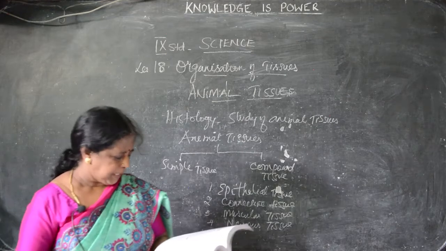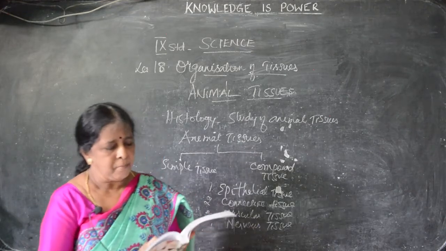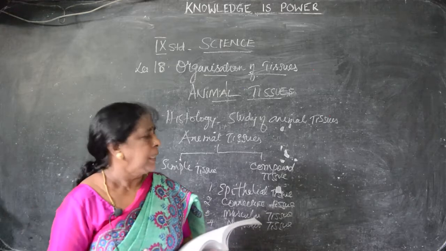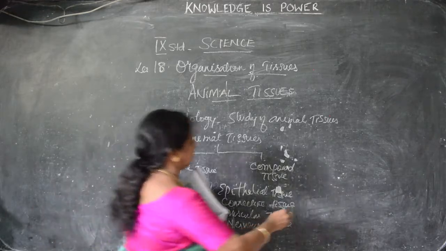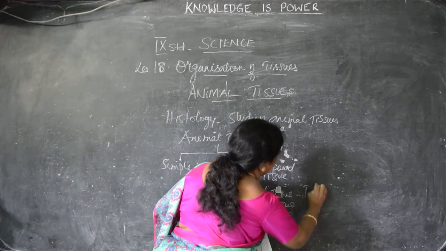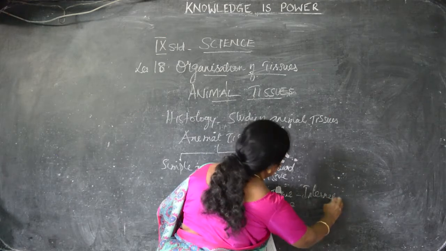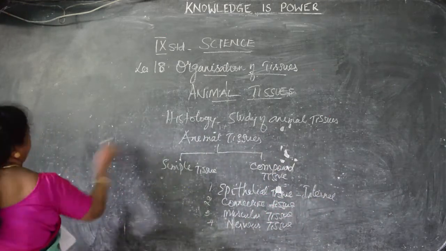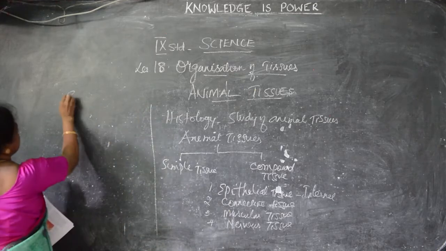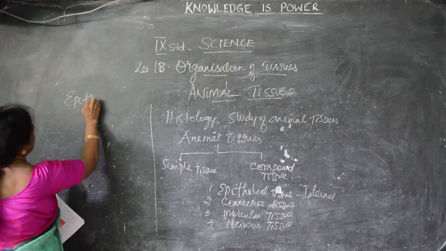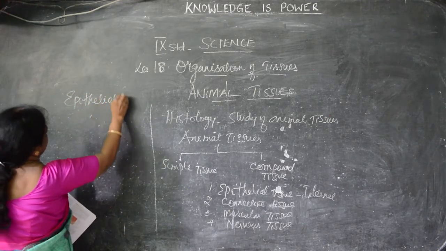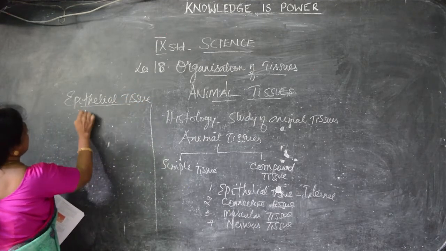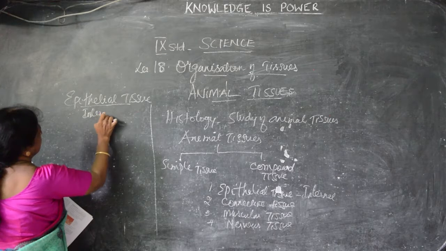So first we'll see what is epithelial tissue. It is one of the tissues present in the body, and it has more layers. Epithelial tissue can be present only in the internal organs. So let me write here, so you can see very clearly. We'll see the tissues one by one. Here, as I said, epithelial tissue can be seen only in the internal organs.